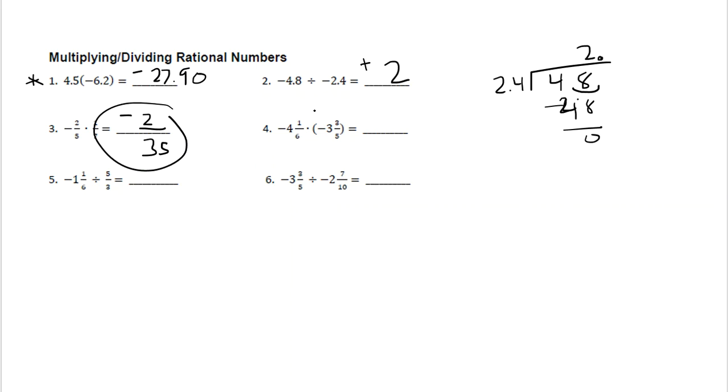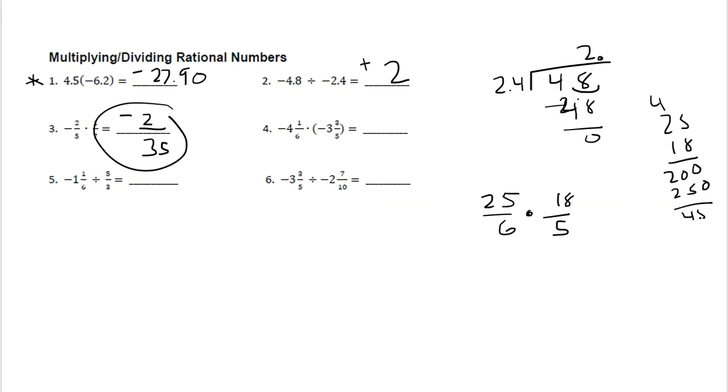Okay, the next one, we are multiplying two mixed numbers together. We need to first change both of these to improper fractions. So 6 times 4 is 24 plus 1 is 25/6. And 5 times 3 is 15 plus 3 is 18/5. Okay, we're multiplying both of these together. We know our answer is going to be positive, and 25 times 18 is 450, and 6 times 5 is 30.